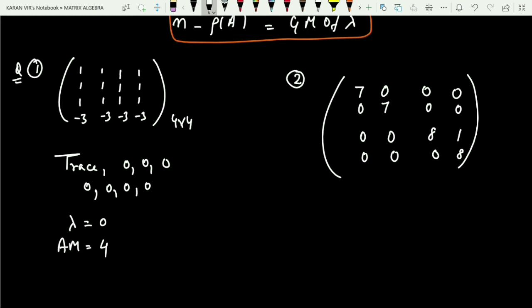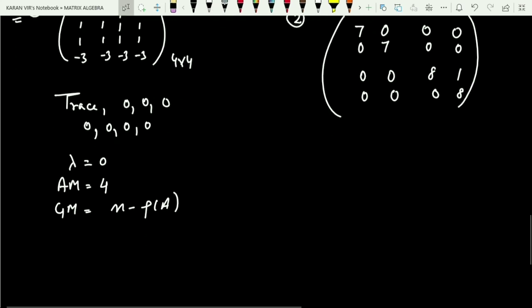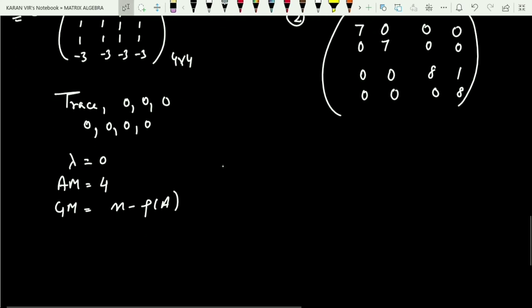Now if you want to calculate the geometric multiplicity, that is n minus rank of (A minus lambda I), and lambda was 0 in this case, right? And what is the rank of this matrix? We know that the rank of this matrix was 1, and the order is 4. So 4 minus 1 is 3. So the algebraic multiplicity is 4 in this case and the geometric multiplicity is 3.